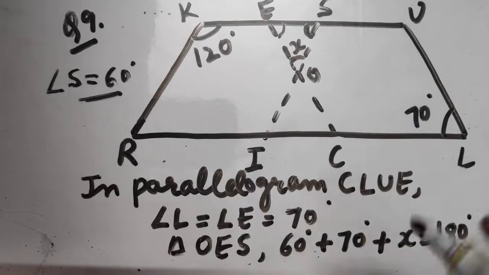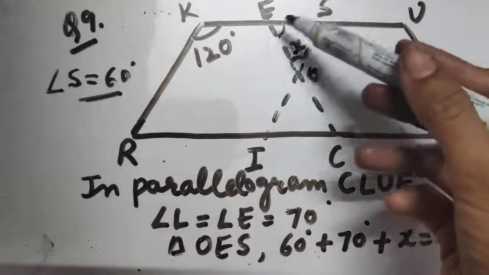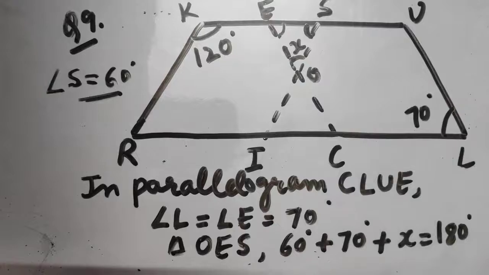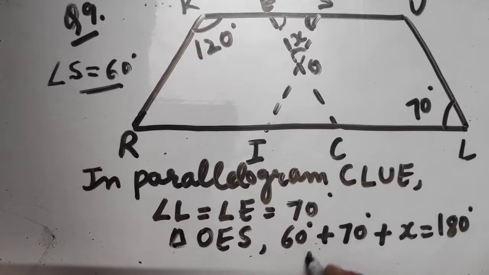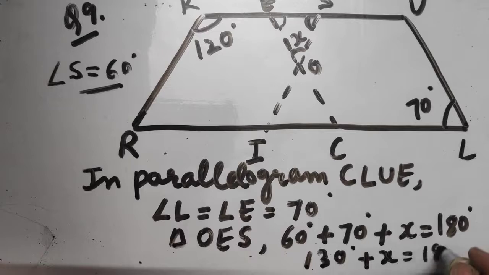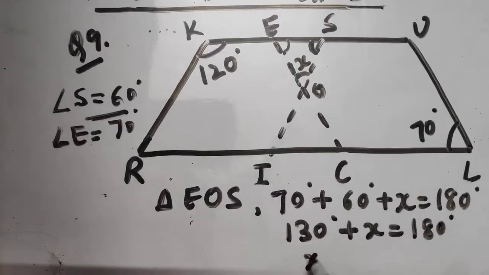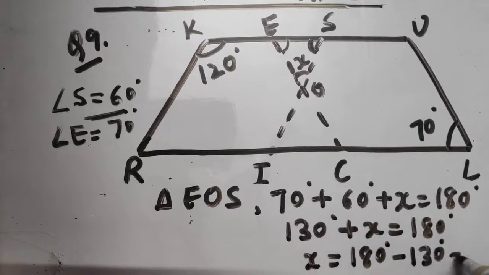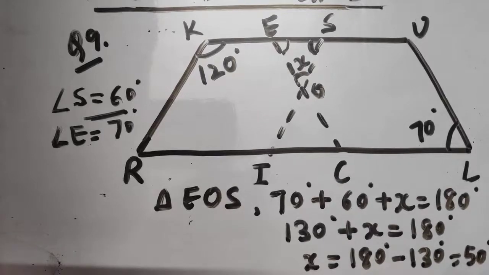Angle sum property, because we know that in a triangle the sum of all the angles of a triangle equals 180 degrees. So what will be the measurement of X now? So it will be 130 degrees plus X is equal to 180 degrees. So X will be equal to 180 minus 130 degrees, that is equal to 50 degrees. So I hope, dear children, you have understood this question number 9.